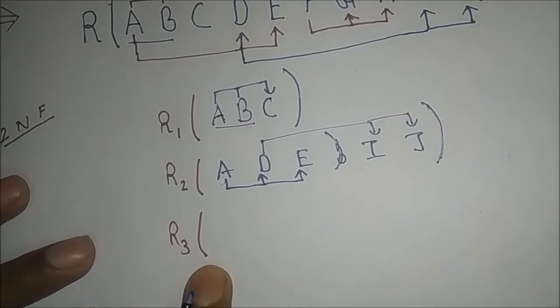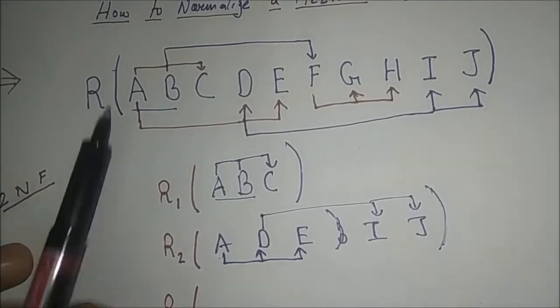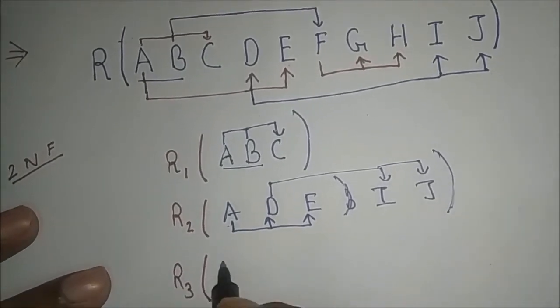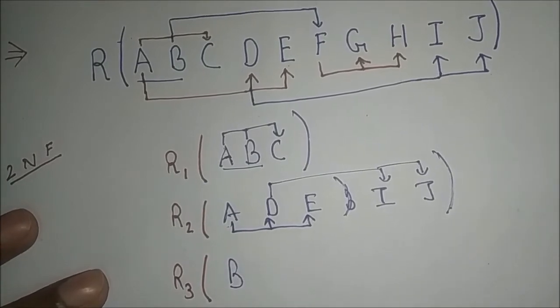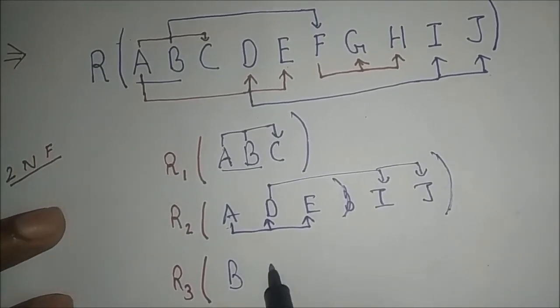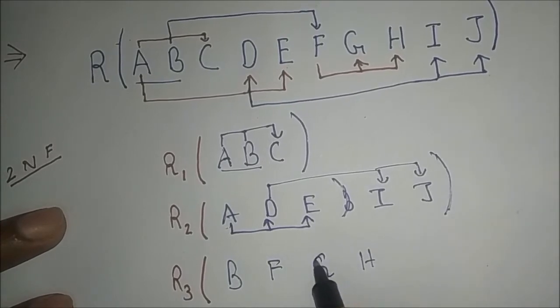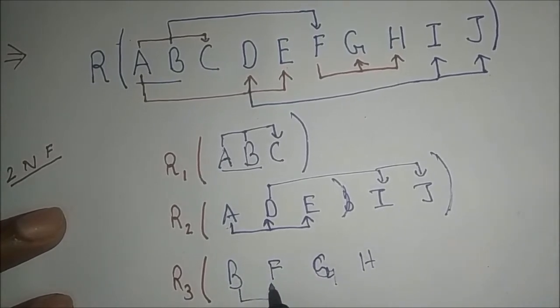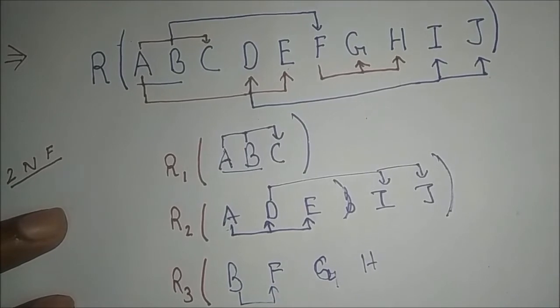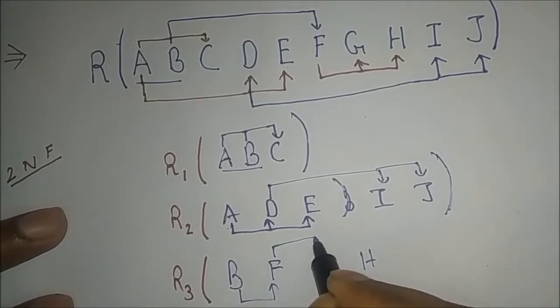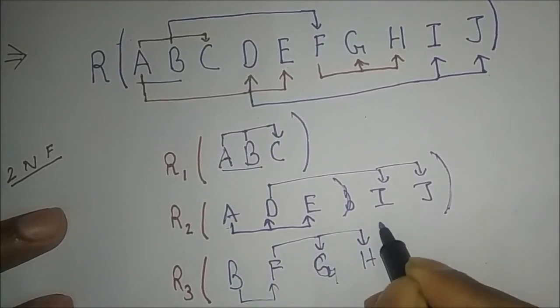So now in R3 we will check the B attribute. From B, what are we getting? From B we are getting F, and from F we are getting G and H.